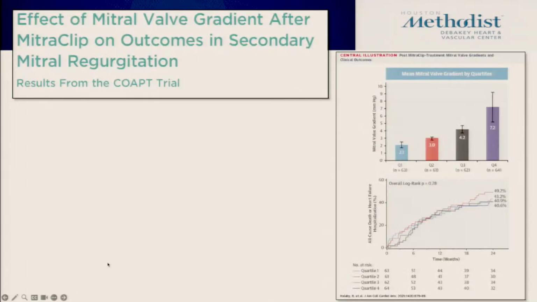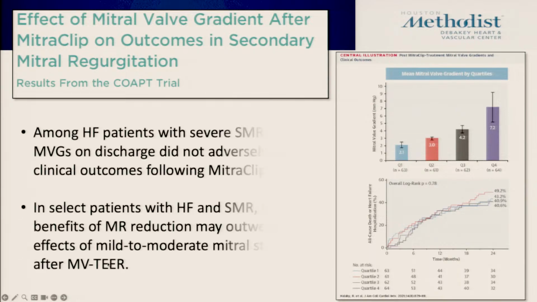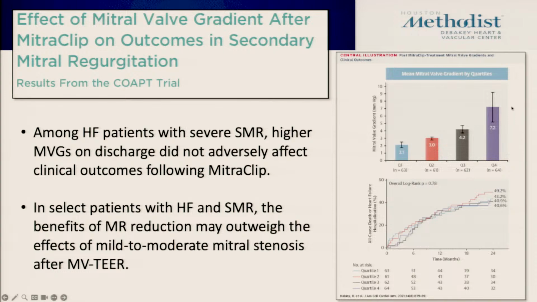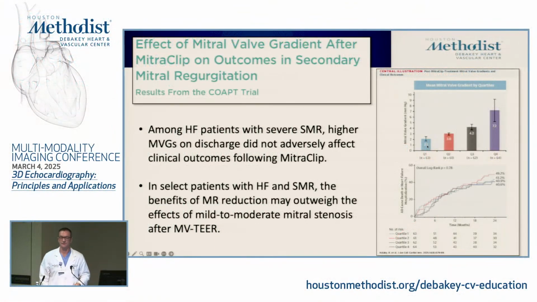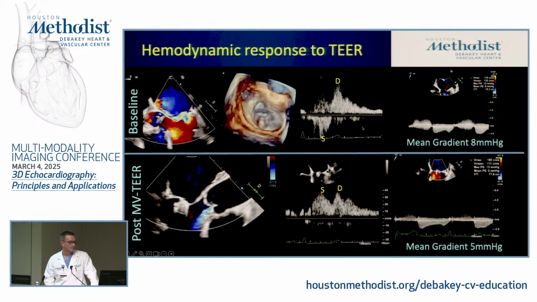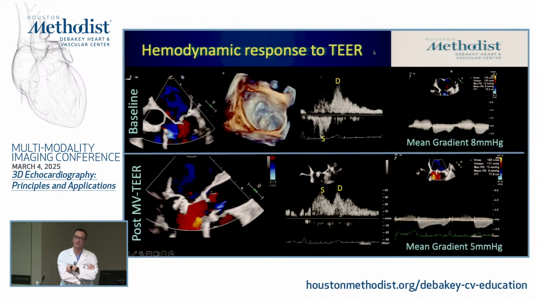Just a commentary, the gradient is an important conversation always. We're learning, and this is some of the COAPT data, that even a gradient as high as 7 had the same 2-year functional outcome as a gradient of 2. So that gradient in the setting of severe secondary or functional MR is not as important as the reduction of MR is. So I'm not saying to aim for gradients of 7, but should you happen to get a gradient of 7 and a significant MR reduction, at least this data set would suggest that's not a bad outcome.